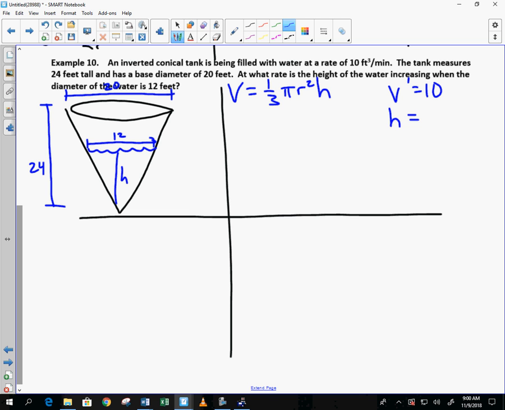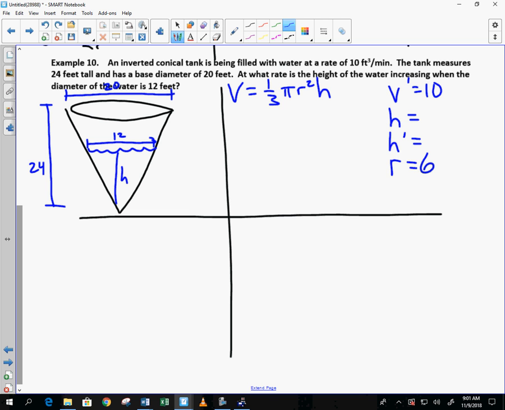When I say H, do we know the height? We don't know the height of the water, do we? That's what we're thinking about, the height of the water. What are we trying to find? Trying to find H prime. Okay. We know the current diameter, so what's the current radius? 6, not 10, because we're wondering about the water.